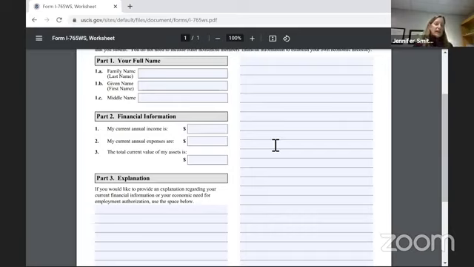If you really, really, really can't find anything, the last ditch effort is to try to use affidavits.